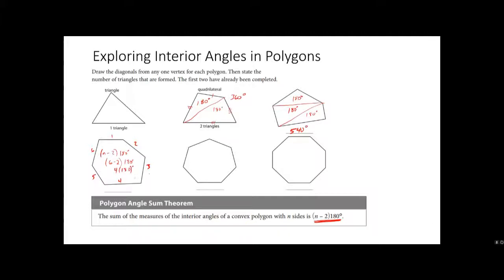So let's see, we got 320 plus 400. So we should get 720.